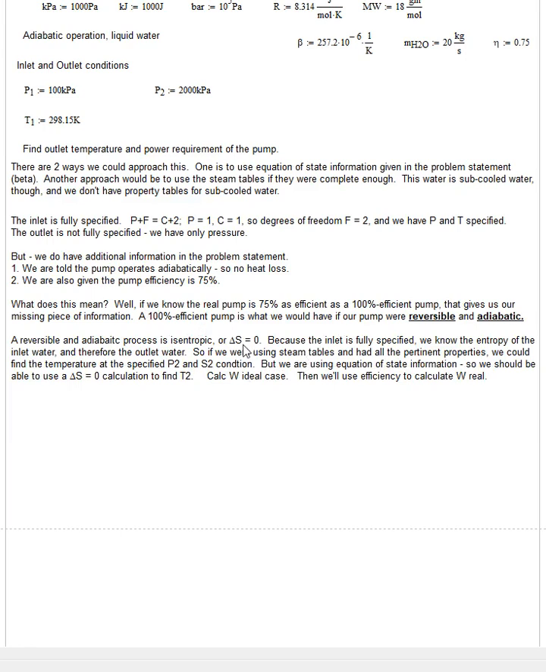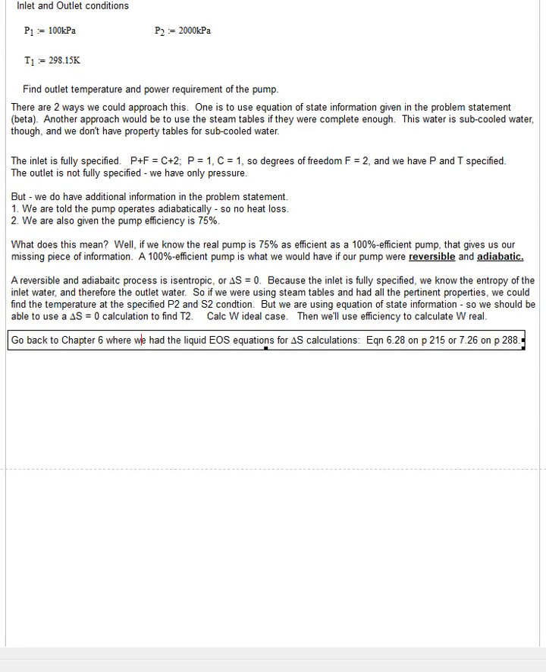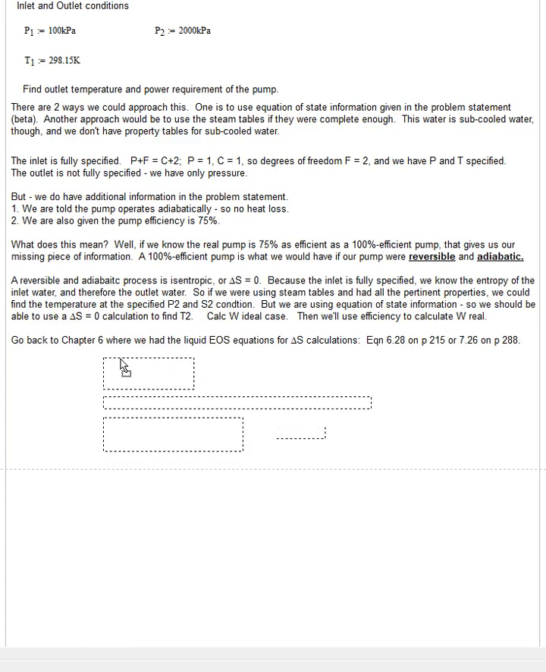We're going to start with this isentropic process. To do that, we just go back to chapter 6. Delta S is equal to 0. We want to figure out how we can use that. If you go back to chapter 6, where we dealt with liquids and calculations of delta S, you can go to page 215 and look at equation 6.28. Or your book does this for you in chapter 7 on page 288.